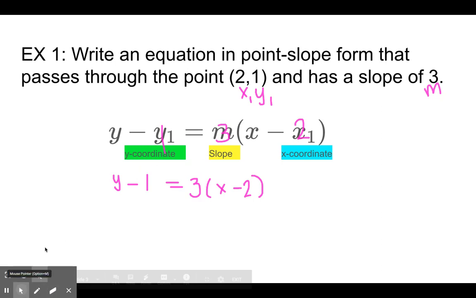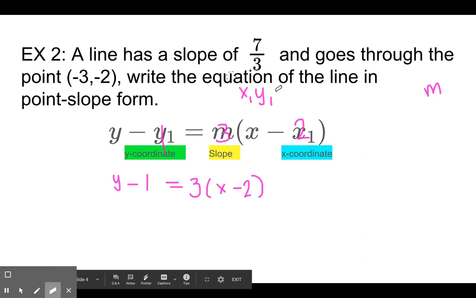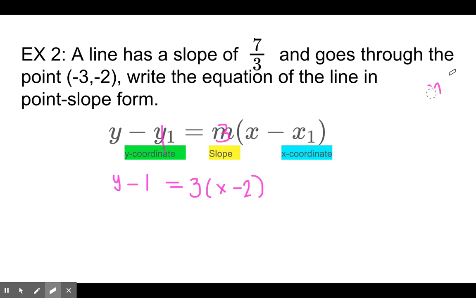Okay, let's take a look at the second example. We're going to do the same thing. We need to start by identifying what our pieces are. So we need to figure out what our slope is and what the coordinates are, and then rewrite our equation. This time we have a line that has a slope of 7 over 3. So we're going to put that as our m. So our m is going to be 7 over 3, and that's going to go in front of the parentheses.